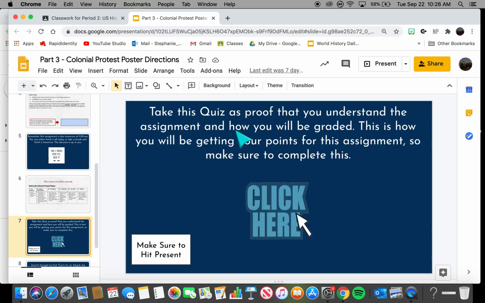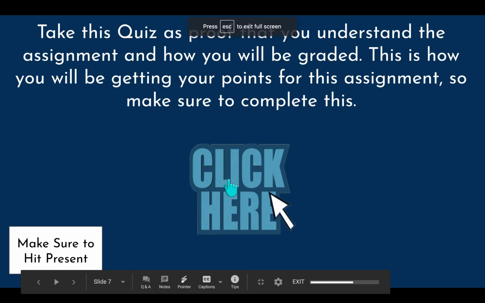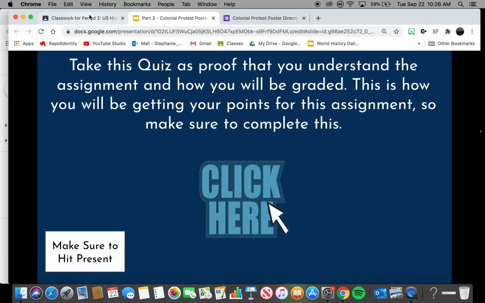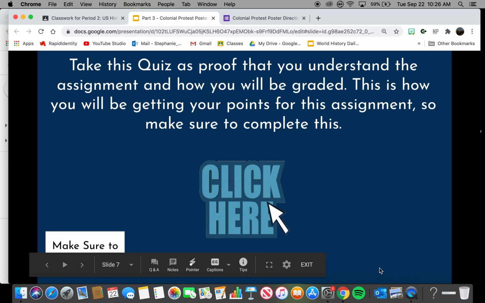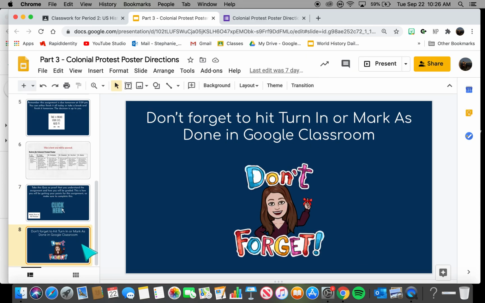For this, you're going to take a quiz to prove that you understand this assignment, and this is how you're going to get graded for this assignment. Make sure that you're in present mode, and then you click where it says click here, and it'll take you to the quiz. This is how you're getting your points. If you don't complete this part of the assignment, you will not get any points. It'll get kicked back to you and say that it's missing. So just FYI, make sure you take that quiz. And after that, don't forget to hit turn in or mark as done in Google Classroom, and then you're good on this assignment.